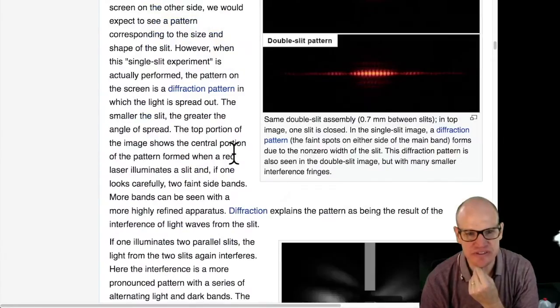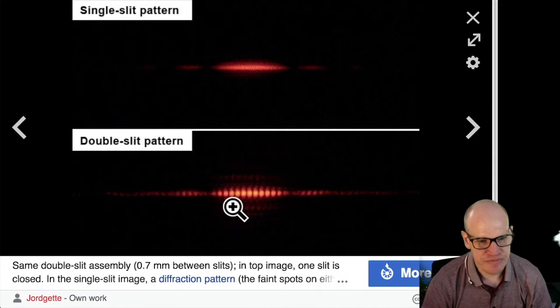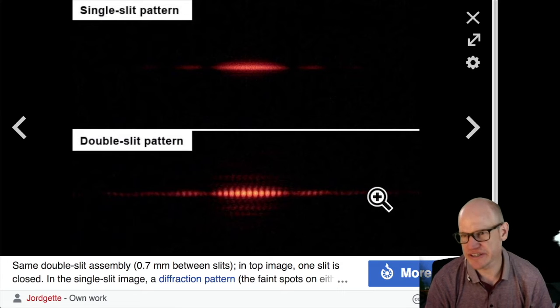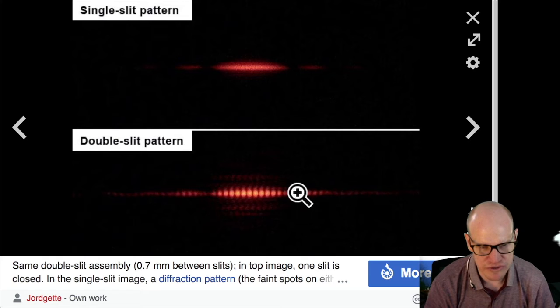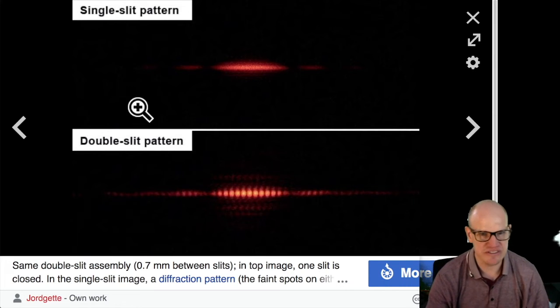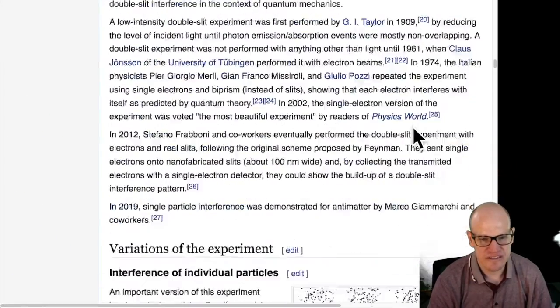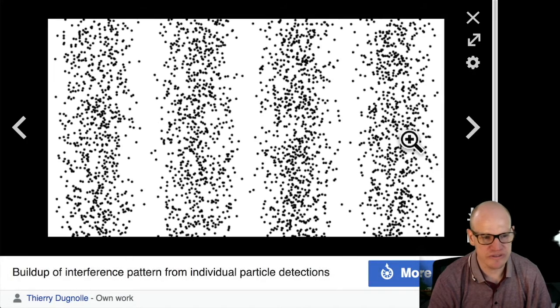Let's see, where are the images? This is what I showed before. In this one, the interference pattern is this part in the middle. The diffraction pattern, which I haven't gone into detail about other than saying that it exists, is this overall envelope: the fact that you have a bright thing in the middle and then a bump here and another bump there. The interference pattern is these smaller tick marks, the smaller hatchings. So let's see if it has the electron. This is individual particle detections.